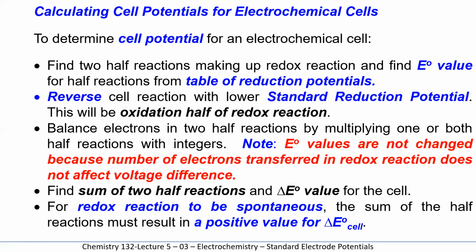So for a redox reaction to be spontaneous, the sum of the half reactions has to result in a positive value for the cell. If it doesn't result in a positive value, then that particular cell will not spontaneously run and will not produce a voltage. Those types of cells are called electrolytic cells, in which case you use electricity to actually drive a chemical reaction rather than derive electricity from chemical reactions.